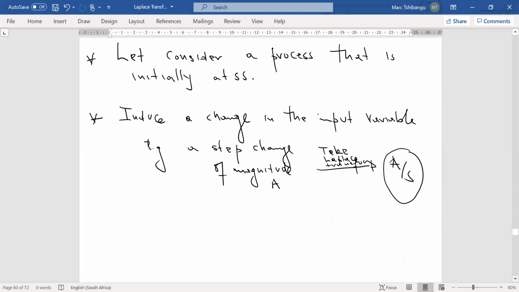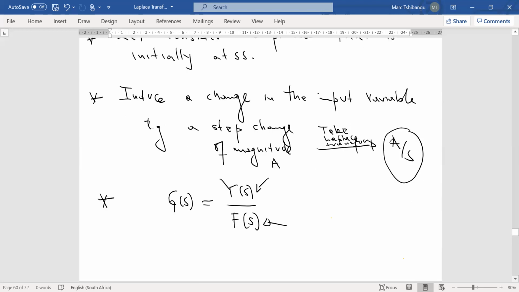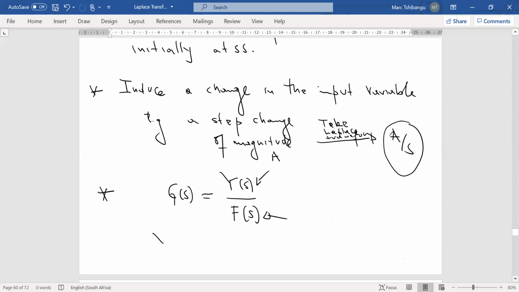That's okay. And something else that we know is that the transfer function, which is known from the process model, is defined by Y(s) over F(s), where this is the output variable and this is the input variable in the S domain. So we can rewrite this and say Y(s) is equal to G(s) times F(s). I hope I haven't lost anybody.